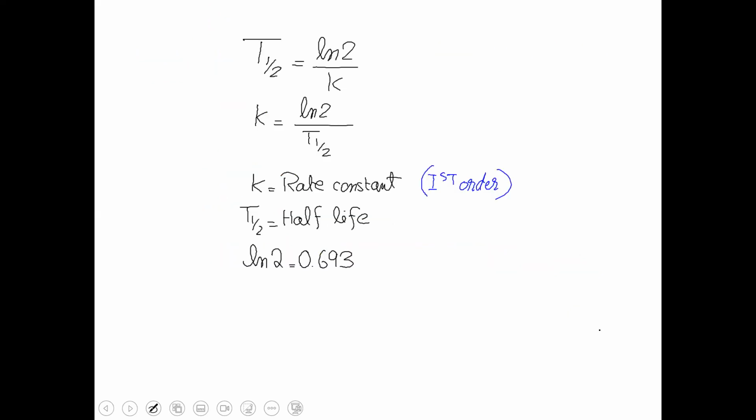Now this is the formula. T half is equal to ln2 upon K. K is the rate constant. So you have to give a side heading, formula. And then you have to copy this screen.